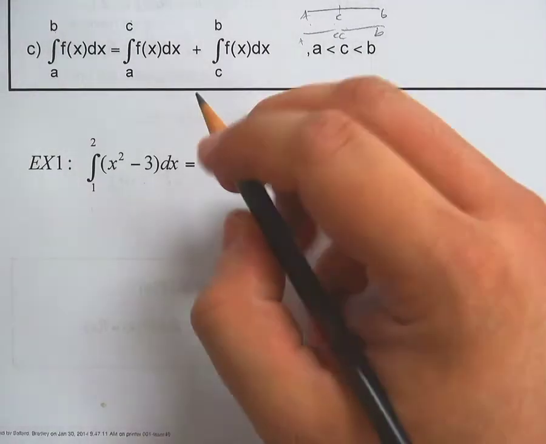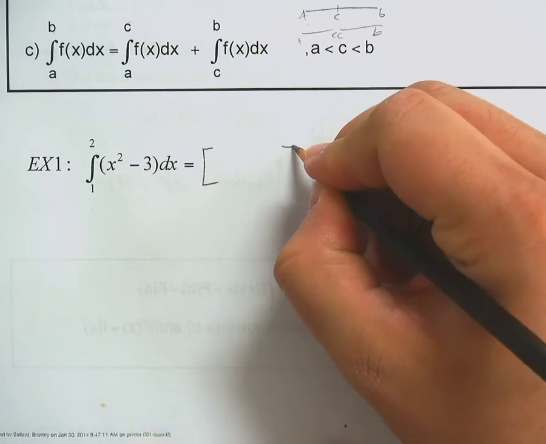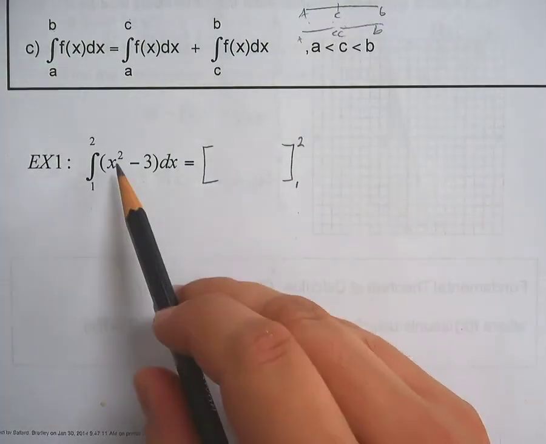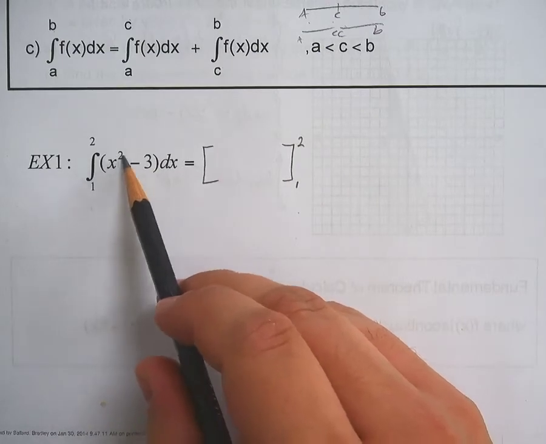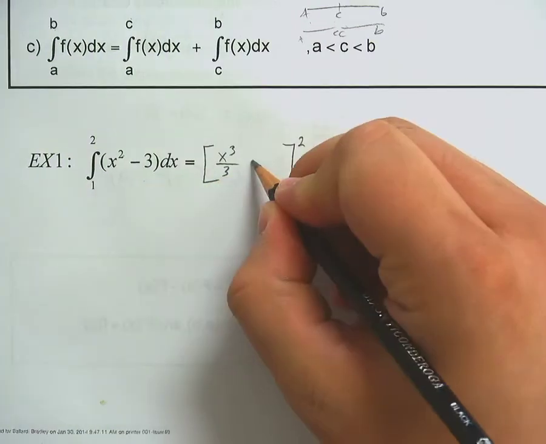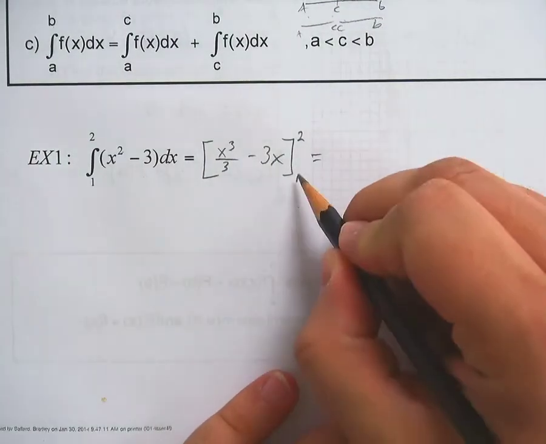So let's do this. The integral here, remember that this means it's going to be evaluated from 1 to 2. And let's find the integral, x squared. So that'll be x cubed over 3 minus 3x. And I don't need a plus c because all I'm doing is finding area. It's amazing. So evaluate that from 1 to 2.